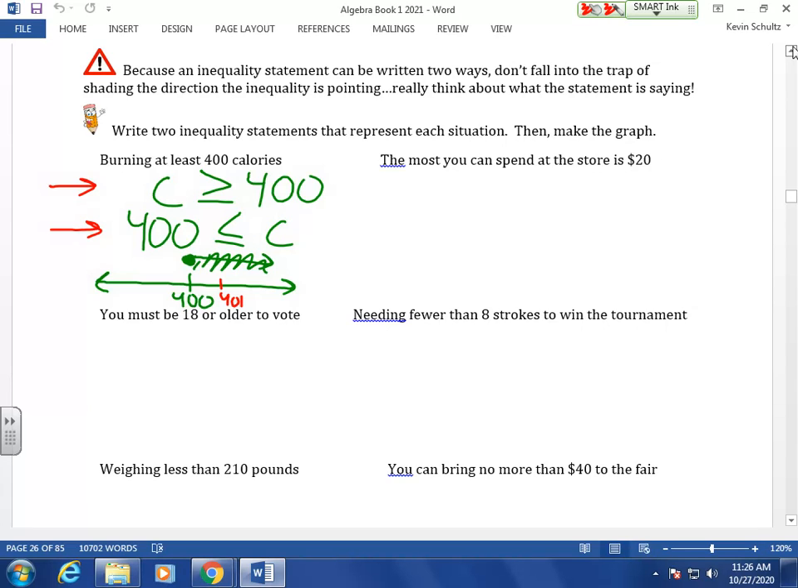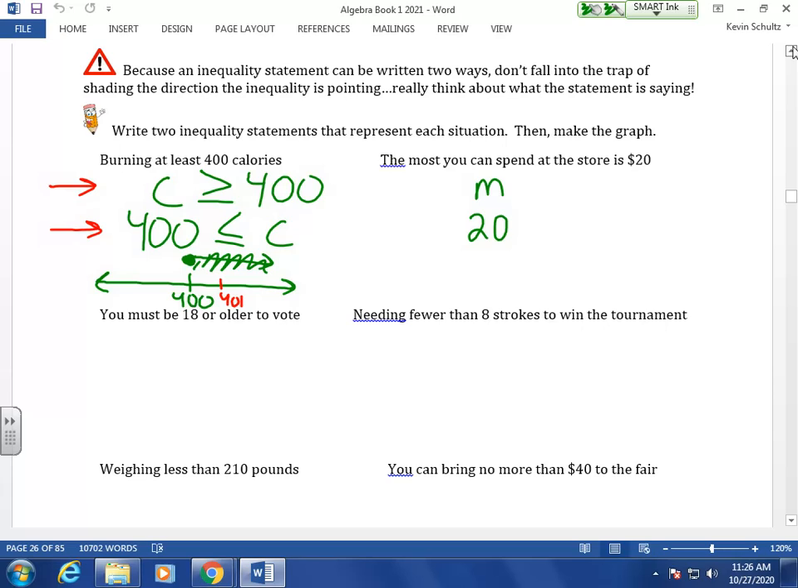The most you can spend at the store is 20 bucks. Give me a way to write that inequality. The most you can spend at the store is 20 bucks. Bridget. 20 less than or equal to money spent. Well, you can write it either way, right? You can either write it with the money first, or you can write it with the 20 first. What's going to be different is your inequality symbol.